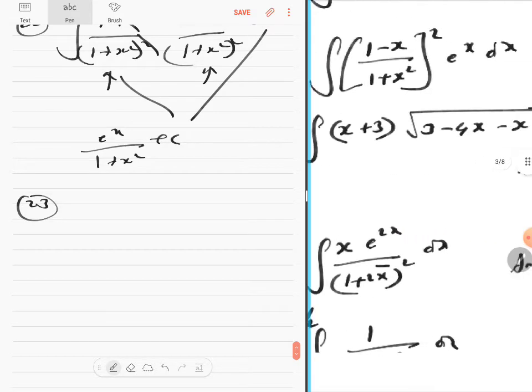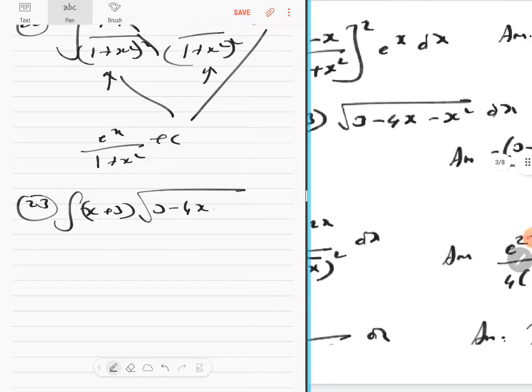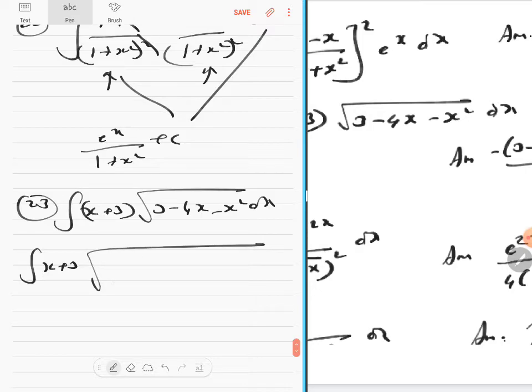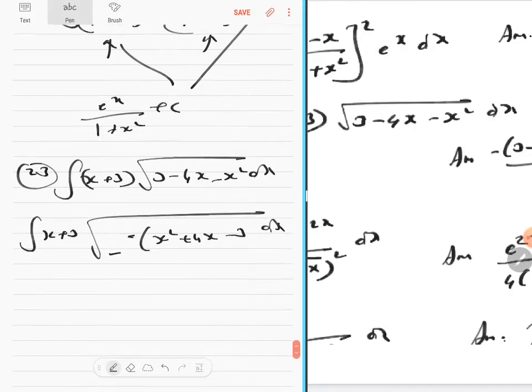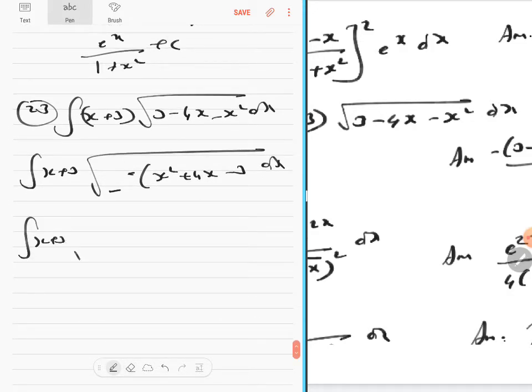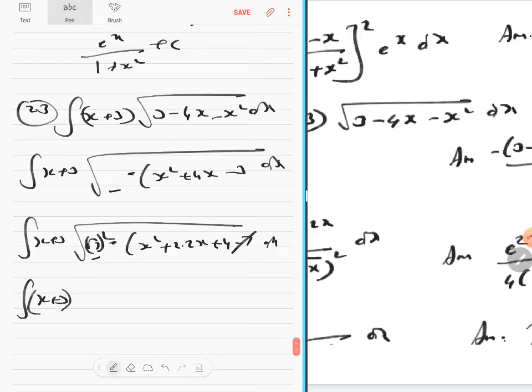The 23rd question is integration of x plus 3 into root of 3 minus 4x minus x square into dx. This is a supplementary syllabus. So when you have a root of something minus x square plus 4x minus 3, let's do completion of square. So integration of x plus 3 into root of something minus x square plus 2 into 2x plus 4. Minus 4 means this becomes minus 7, so it will become plus root 7 the whole square into dx. So it's x plus 3 into root of root 7 the whole square.